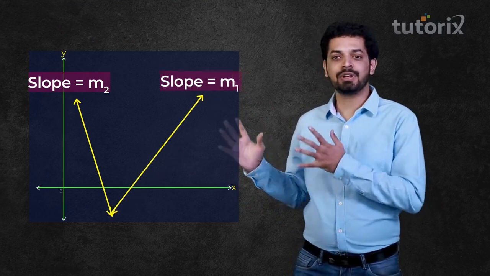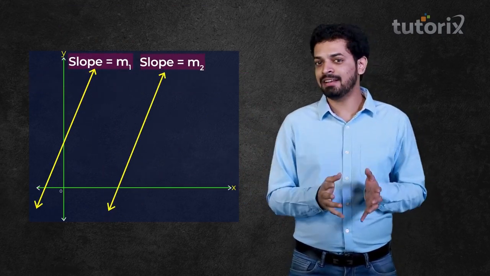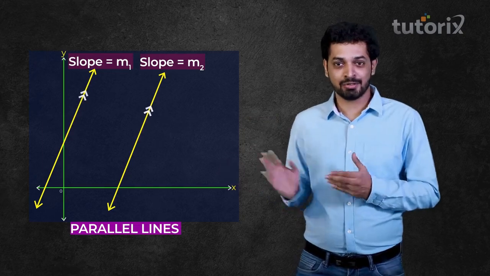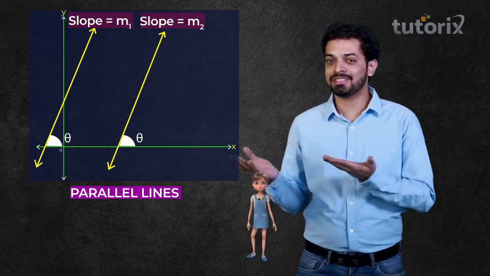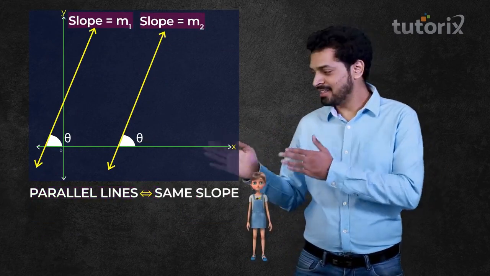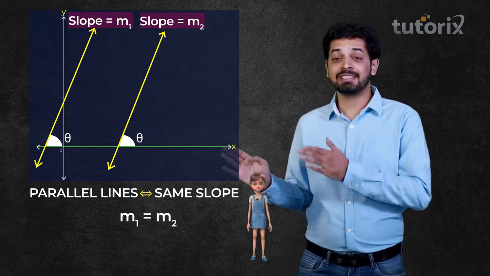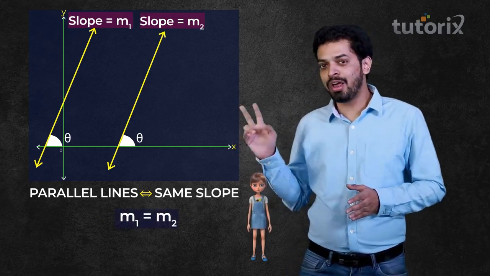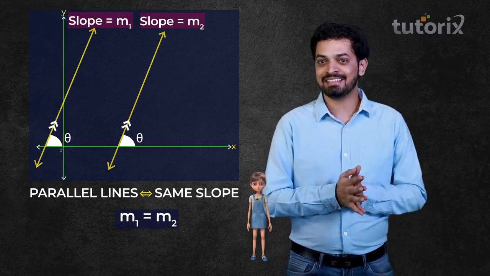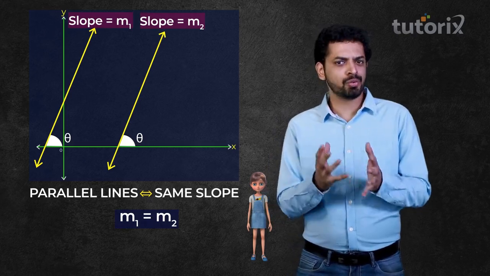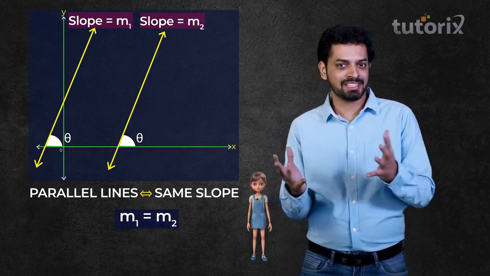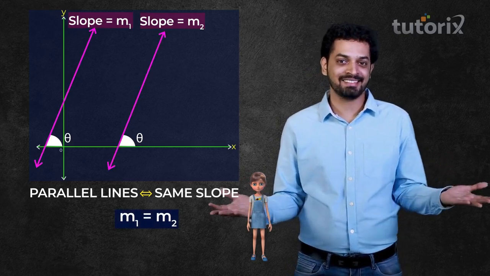Now let's assume that these two lines are parallel. If they are parallel, they should have the same steepness. So they should make the same angles with the positive direction of the x-axis. So obviously they should have the same slope, right? So m1 is equal to m2. This is the condition for two non-vertical lines to be parallel, right? Their slopes should be equal. And conversely, if the slopes of two lines are equal, then obviously they should have the same inclination and they should be parallel, isn't it?